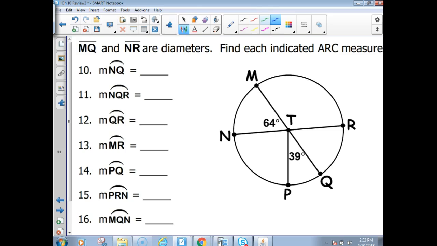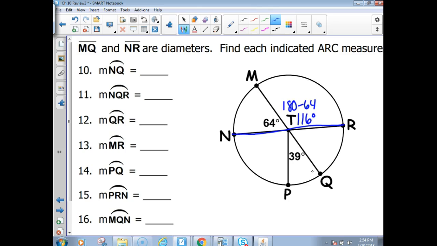All right, when I do these problems, if I see I have to do a whole bunch of measures of arcs, I like to look at the picture and say, well, what could I figure out right now, just by looking at the angle measures that are given? So can somebody tell me how to find angle MTR right here? It says MQ and NR are diameters. So what are you going to do? Yeah, 180 minus 64, which would be 116.